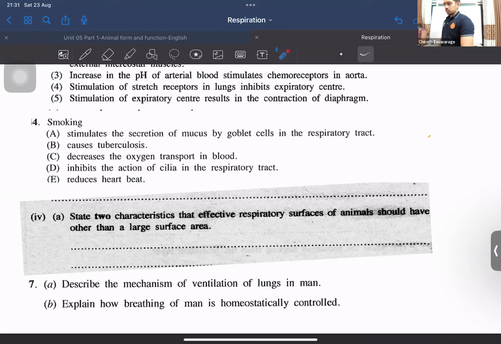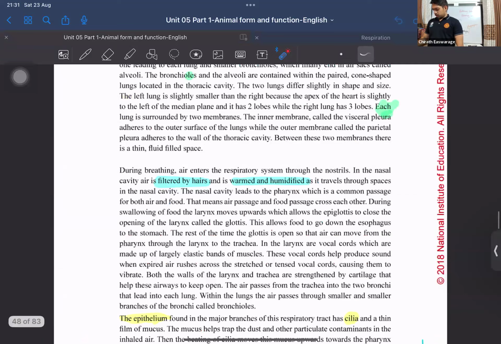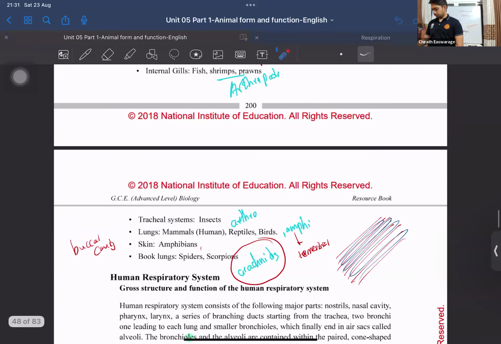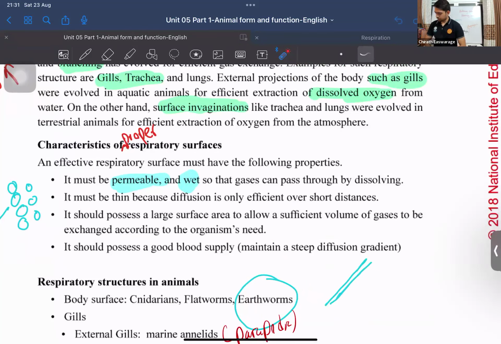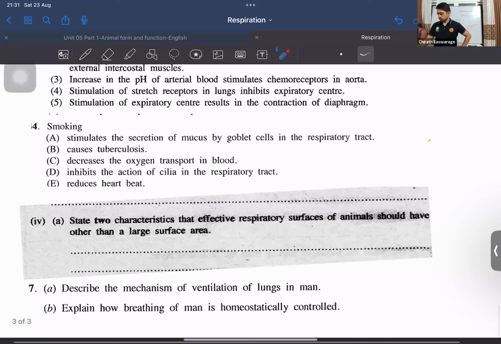Right, okay. Done. What are the answers other than a large surface area? What are the other things? You have three more, right? It has to be thin because diffusion is only efficient over a short distance. You have to give complete answers. It has to be permeable, so that gases can pass through by dissolving. Or you can say it should possess a good blood supply, to maintain a steep diffusion gradient. Those are the things you have to say. Okay.